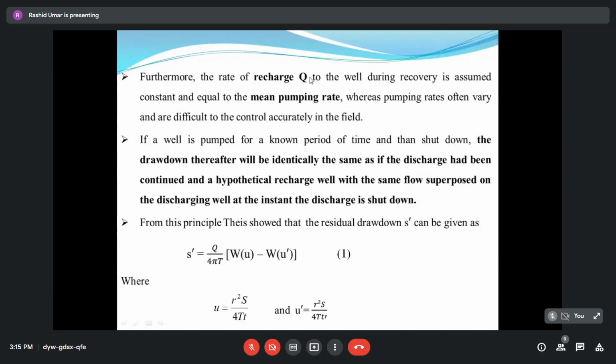The rate of recharge Q to the well during recovery is assumed to be constant and equal to the mean pumping rate. So here this Q is taken the same as the pumping rate. It is presumed that there is a well superposed on the pumping well, and it is injecting water at the same Q as we have pumped.